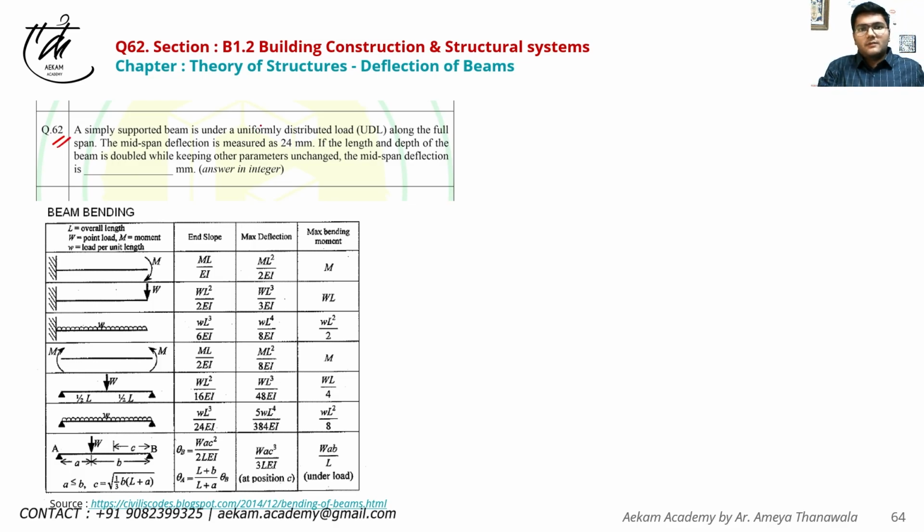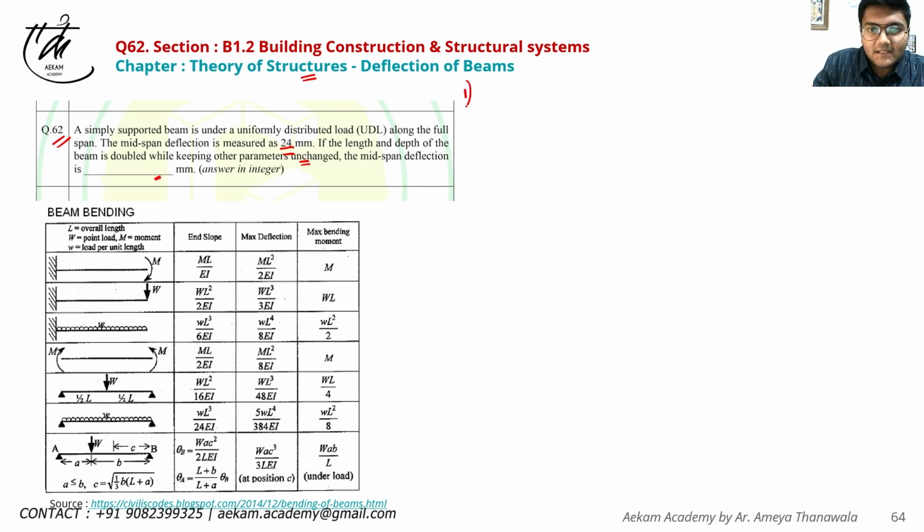The 62nd question is from building, construction and structural systems, majorly from theory of structures, where the chapter is deflection of beams. A simply supported beam is under a uniformly distributed load along the full span. The midspan deflection is measured as 24 mm. If the length and depth of the beam are doubled while keeping the other parameters unchanged, the midspan deflection is dash mm. Fairly simple question.